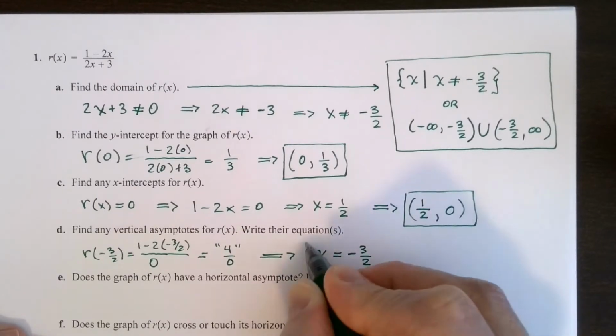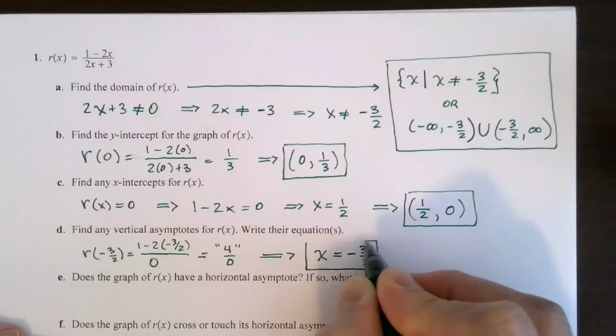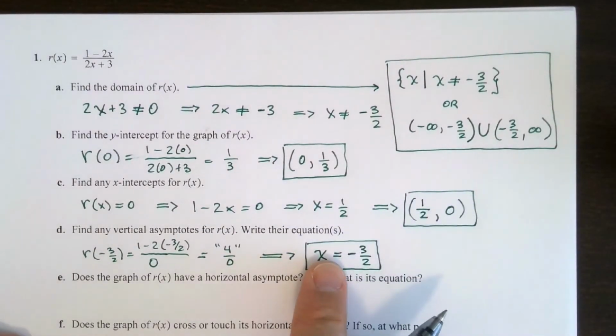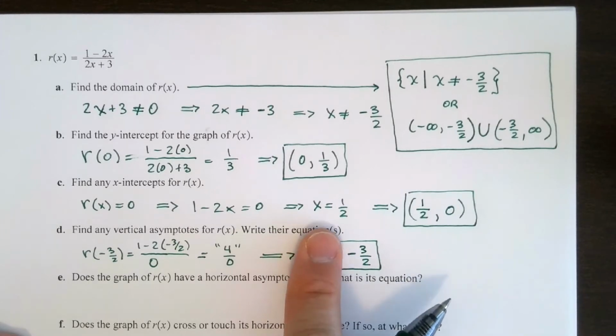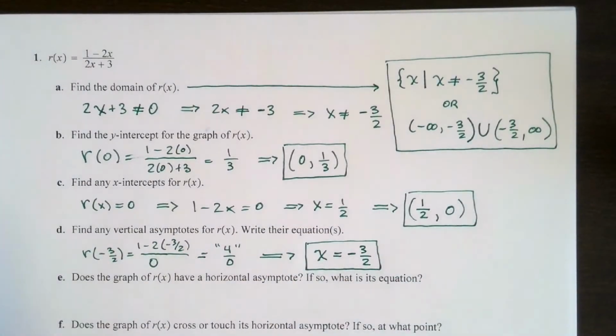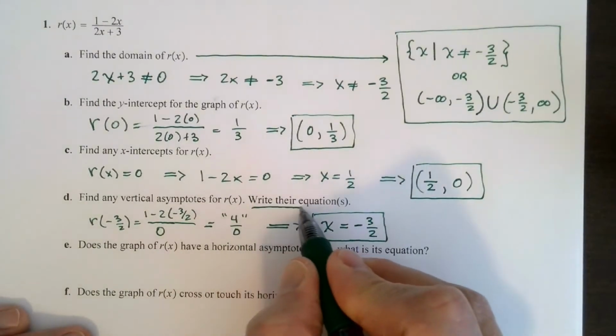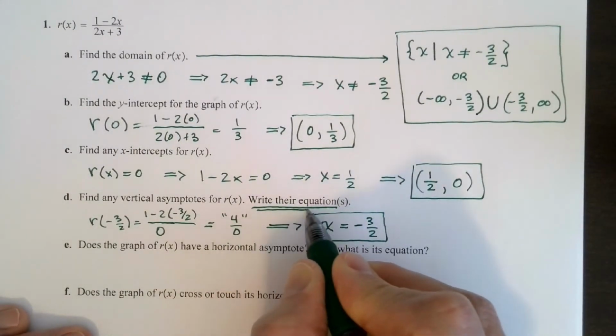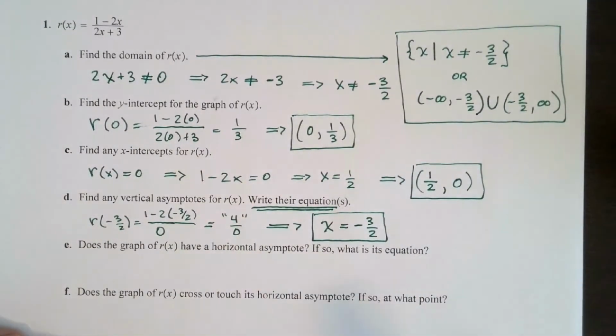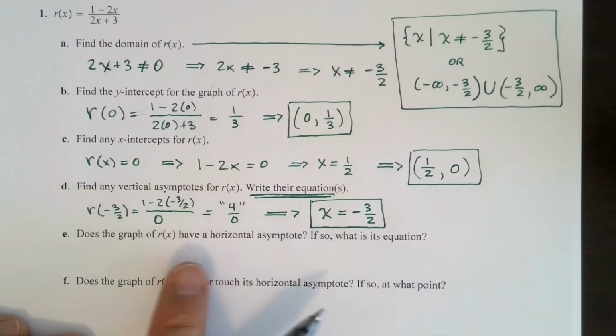Remember, vertical lines are always x equals. So vertical asymptotes will always have x equals. Don't write just negative 3/2. That is incorrect. Negative 3/2 is a number. It is not a vertical line. A vertical asymptote is a vertical line. x equals negative 3/2. Very important that you write out the equation. I'm going to emphasize that on the test. Make sure you do that. And that's to differentiate between vertical and horizontal asymptotes.